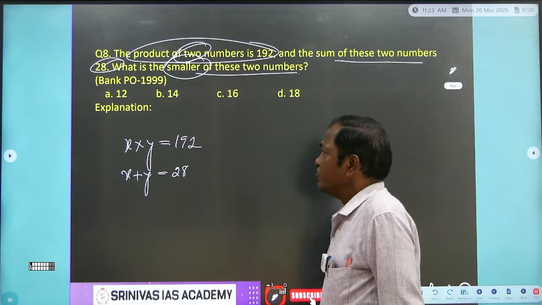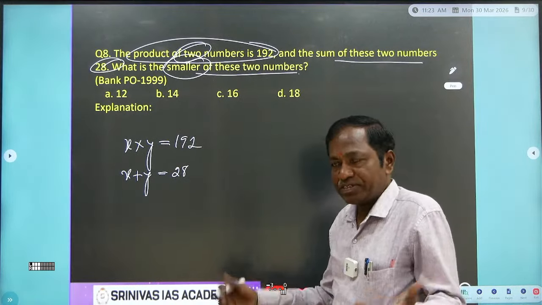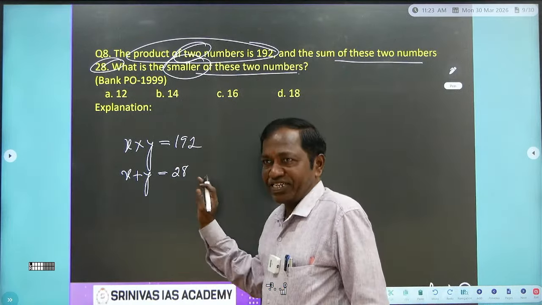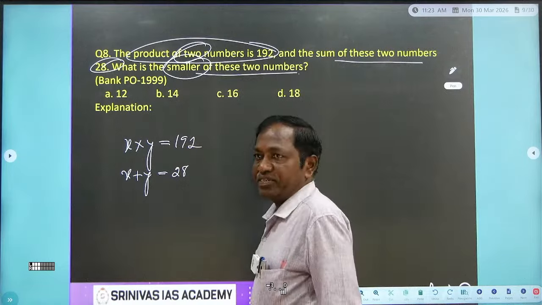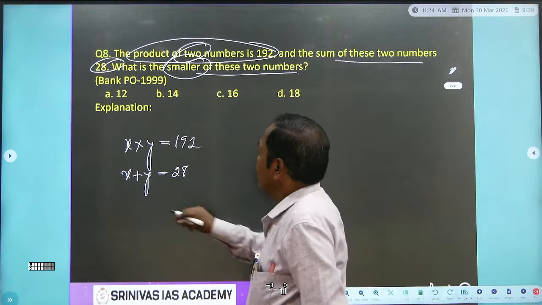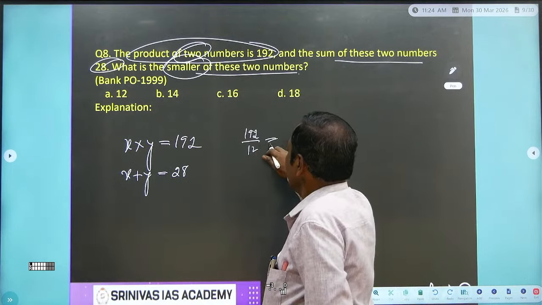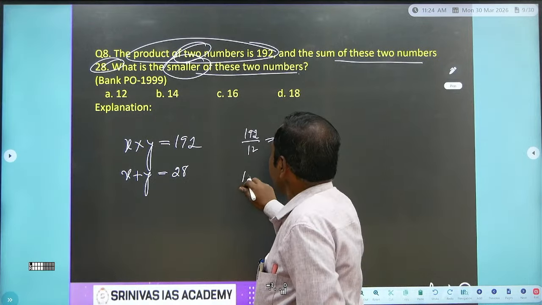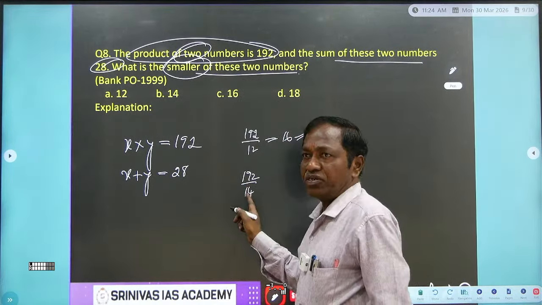xy equals 192. x plus y equals 28. This is given. What are those numbers? 12 and 16. By options also you can check. What is the smallest in the options? 12. Okay, 192 by 12 is 16, and 28 minus 12 is 16. Right. And if you take 14, 192 by 14 does not work, so the answer is already found.